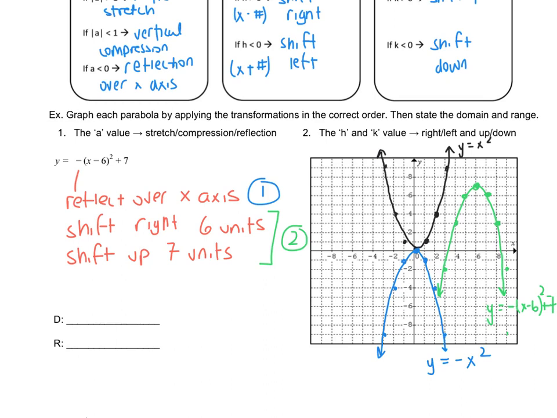The domain is going to be anything. So x is an element of all real numbers because I can plug any value in. There's no restriction. There's nothing stopping me. That parabola will extend forever to the right and left.